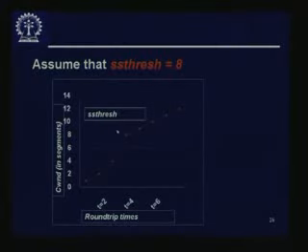So, assume that SS thresh is 8. What will happen is the round trip time is t equal to 2, 4, 6 etc. as time is going. So, CWND is first increasing exponentially, then it reaches the SS thresh, then it increases only slowly. Okay. That is the point.